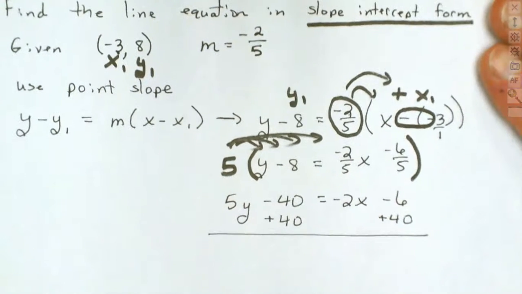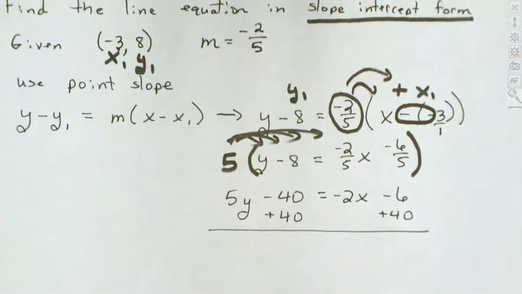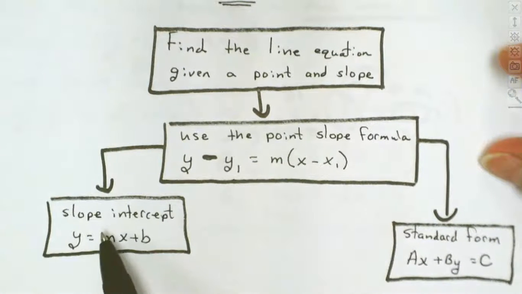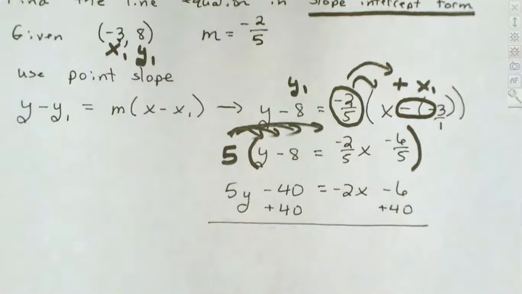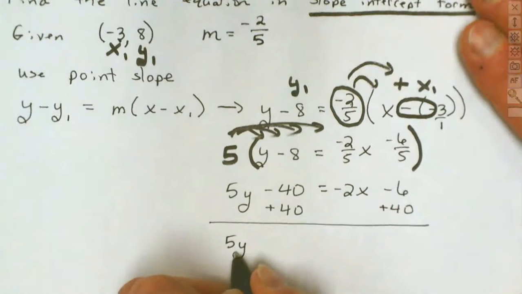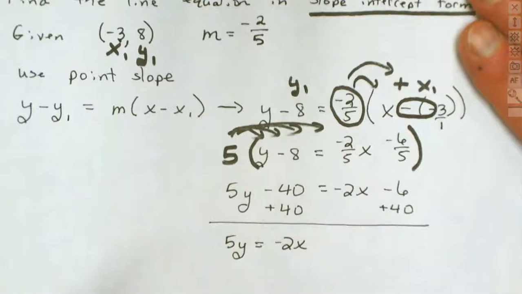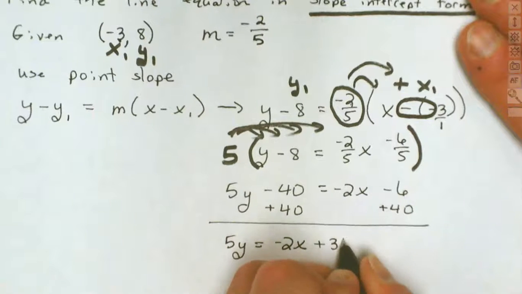Okay, so we're just solving it for y. Why are we solving it for y? Because what do we want? We want it in slope-intercept form. And what does slope-intercept form look like? Just remember, this is slope-intercept form, so that's what it needs to look like. So we cleared out our fractions. We're moving that 40 over. So that gives you 5y now equals a minus 2x plus 34.